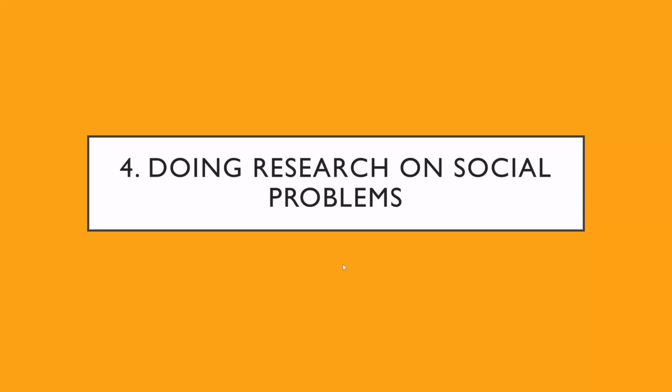So lastly, doing research on social problems. Because this is a 100 level class, we don't write a paper or make a proposal. However, for the research methods class or other sociology classes, you may need to do your own research on social problems using sociological views.